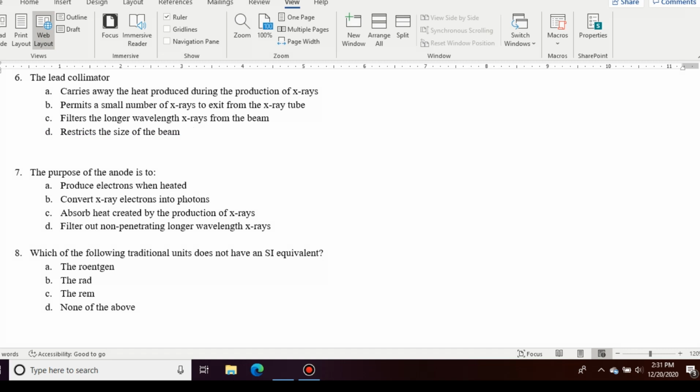Number 7, the purpose of the anode is to A, produce electrons when heated, B, convert X-ray electrons to photons, C, absorb heat created by the production of the X-rays, or D, filter out non-penetrating longer wavelength X-rays. The correct answer is B, convert X-ray electrons into photons.